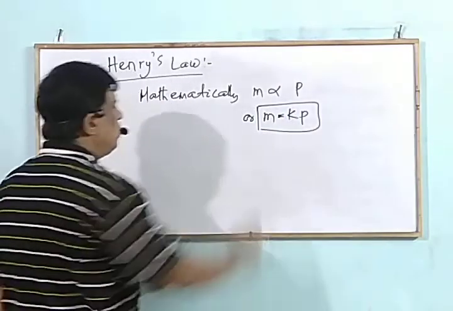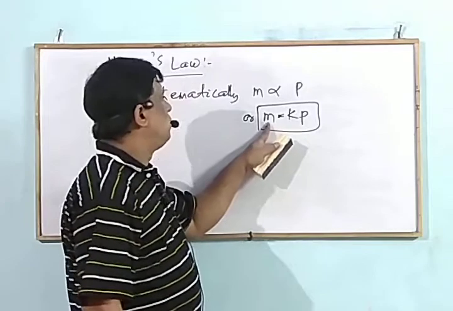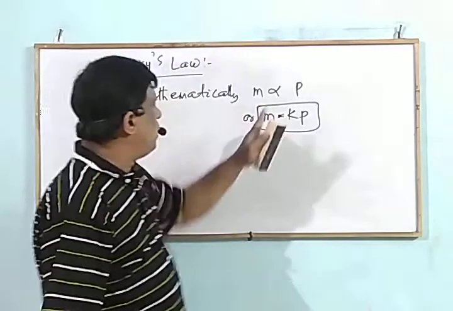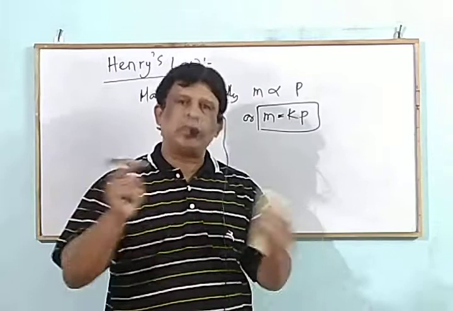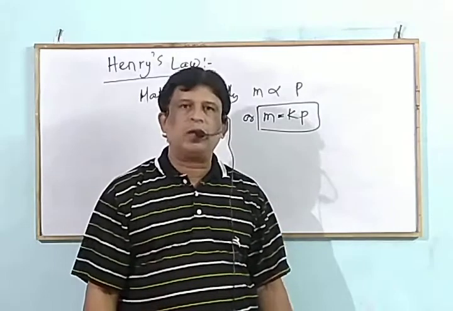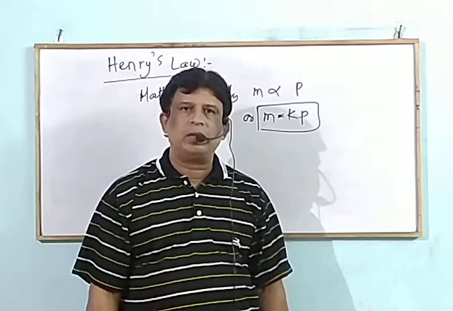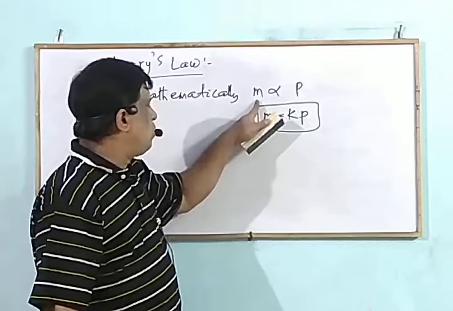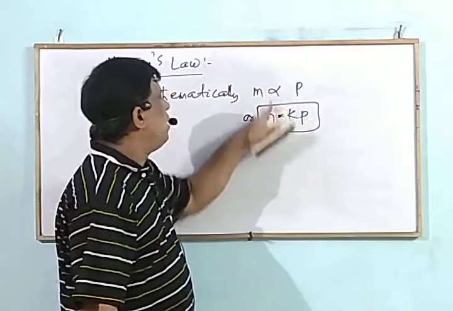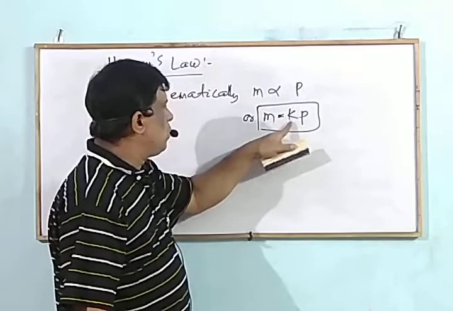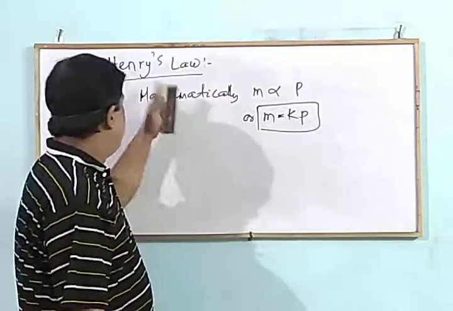I repeat again. The mass of the gas dissolved in a liquid is directly proportional to the pressure of the gas applied on the surface of the liquid at a particular temperature. So, M is the amount of gas dissolved in a solvent, P is the pressure, M is directly proportional to P. If we remove the proportion sign, M is equal to K into P, where K is a proportionality constant. It is one form of Henry law.